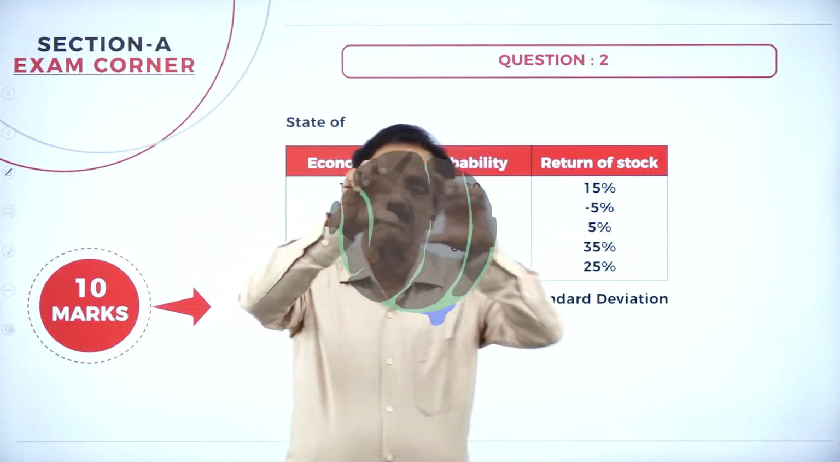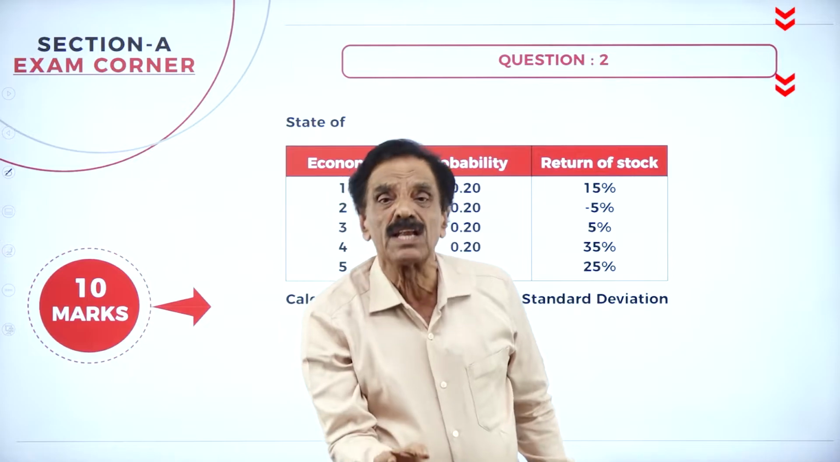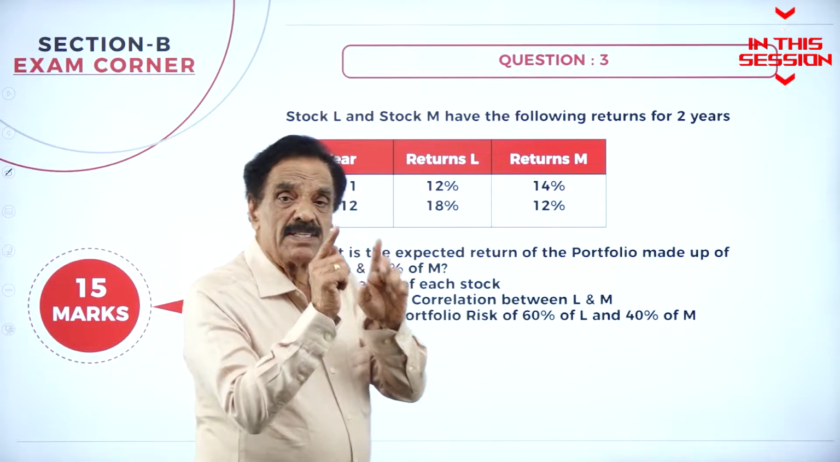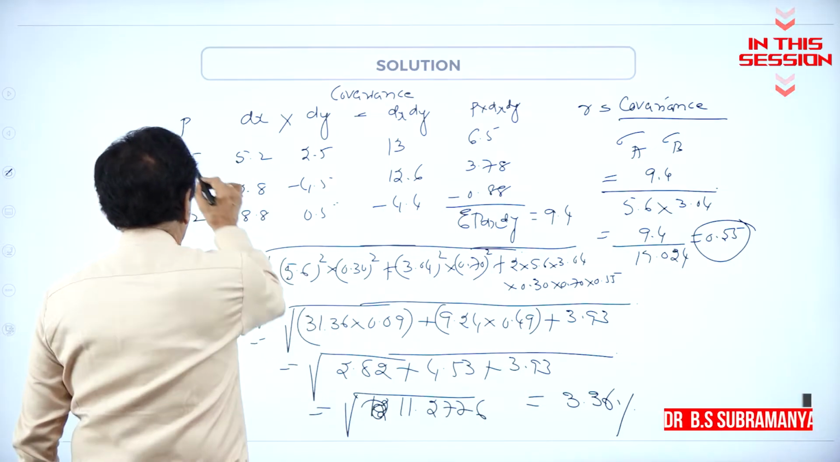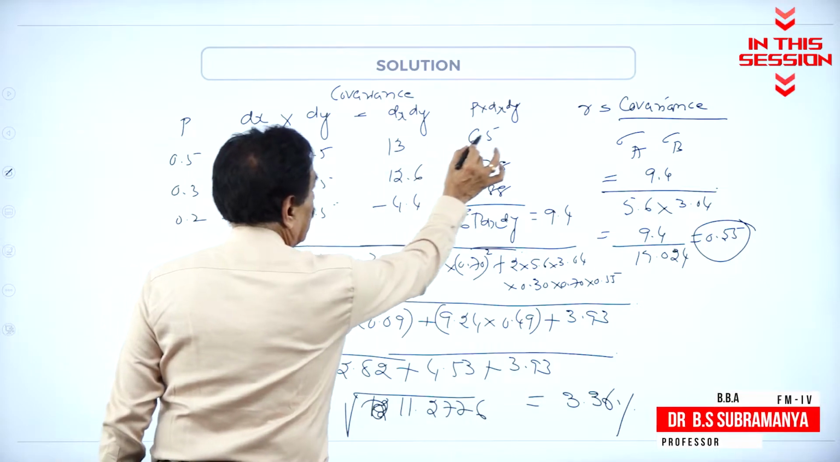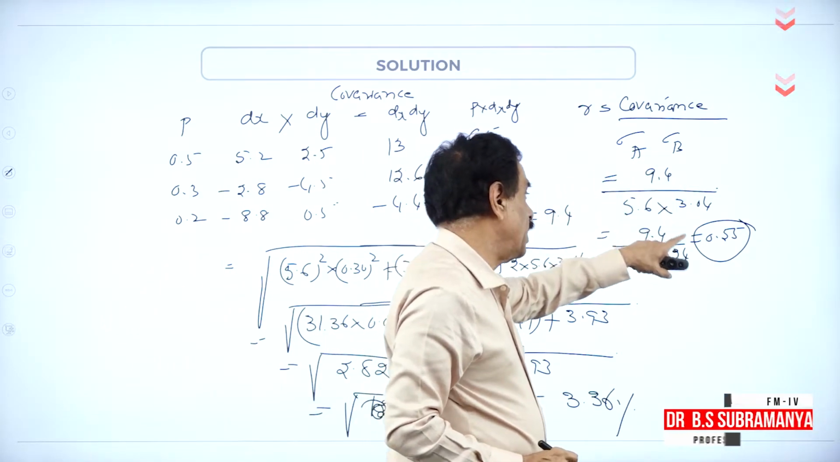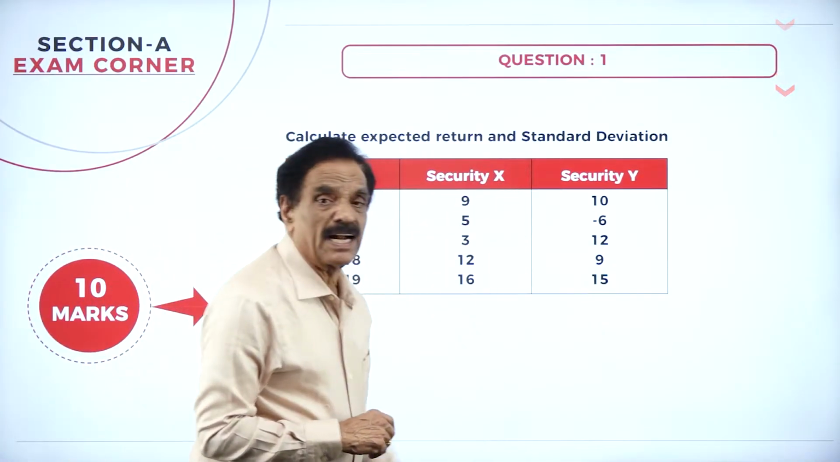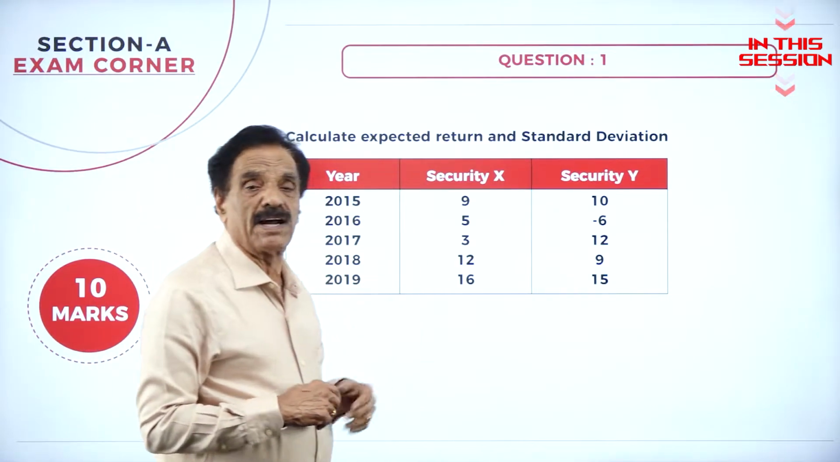So generally we say probability is equal to favorable chances divided by total number of chances. Then covariance means deviation of x and deviation of y. We should be careful here. Probability, dx, dy multiply p, dx, dy is equal to covariance, sigma a sigma b, 0.55. Calculate expected return and standard deviation for security X and security Y.